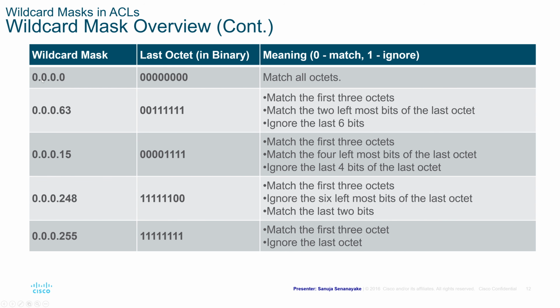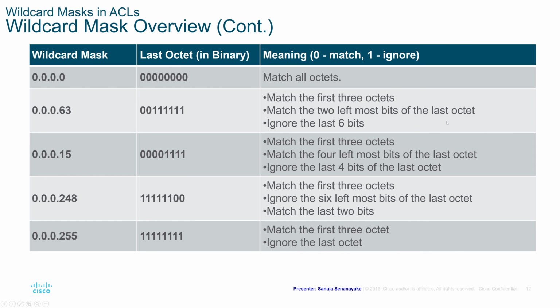In here, if you look at the very top entry, I will only talk about the top entry and a few entries here. You will see that all match. So match all octets because they're all matching here, right? But if you go to this one, 0.0.0.15, match the first 3 octets, and then match the 4 leftmost bits of the last octet. Ignore the last 4 bits of the last octet because of this 1, 2, 3, 4 right here. And in this example, match the first 3 octets and then ignore the 6 leftmost bits of the last octet, match the last 2 bits of the octet.